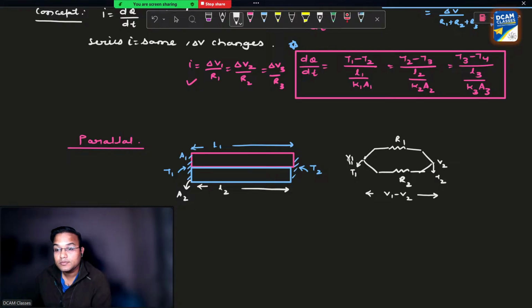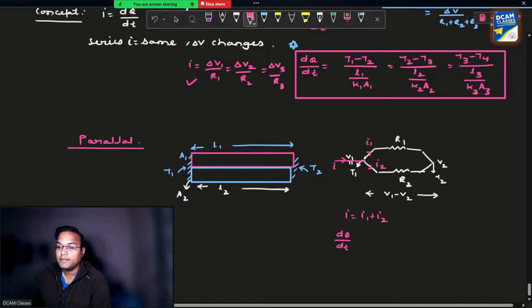And how do we do it? In the parallel, the total current I is divided like this, I1 and I2. So I is equal to I1 plus I2 is the equation that we can write, which is dq by dt is equal to dq1 by dt plus dq2 by dt.